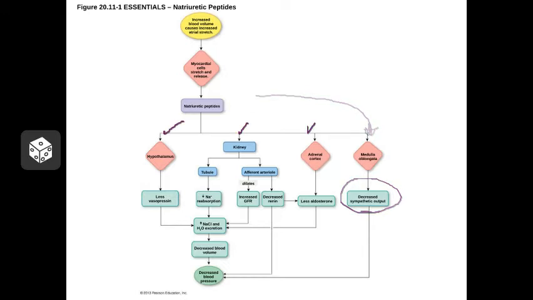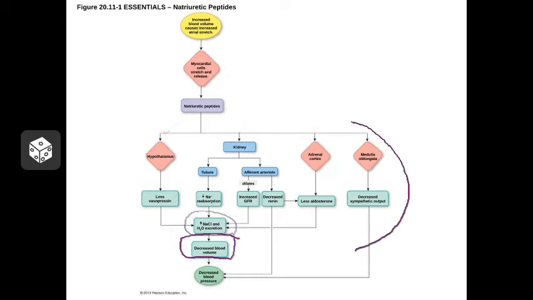When we look at these first three, we see that there is an increase in sodium chloride and water excretion, which will lead to a decrease in blood volume. And in combination with these items over here, you have a decrease in blood pressure back to normal.